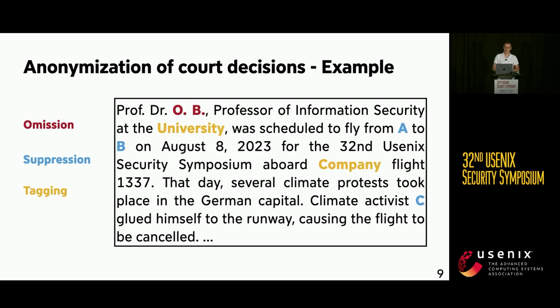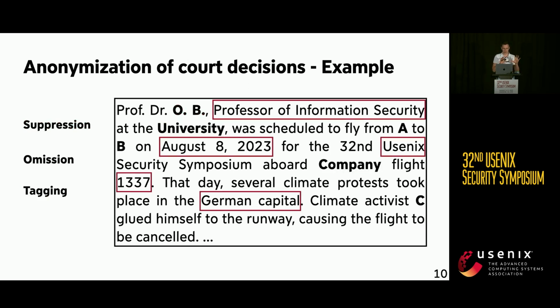Now, if we apply these techniques to the decision, it might look something like that. So we have Professor Dr. OB. She's a professor at the university, was scheduled to fly from A to B, and the Lufthansa flight now became the company flight. There's also the climate activist Noah Green that turned into C. As you can see from this decision, there's a lot of information that is not anonymized in that. And that might be the points where you could target the decision.